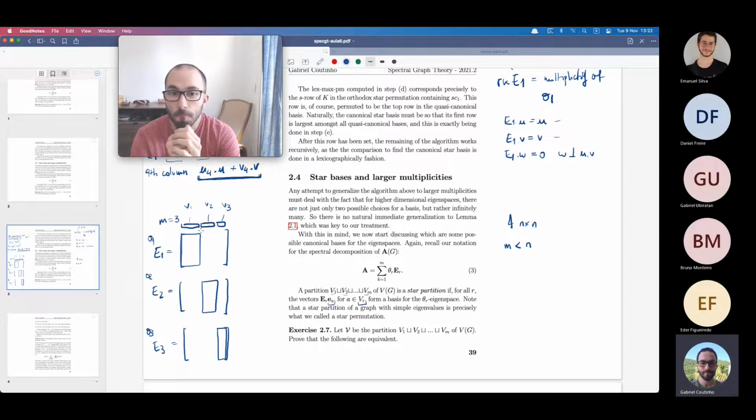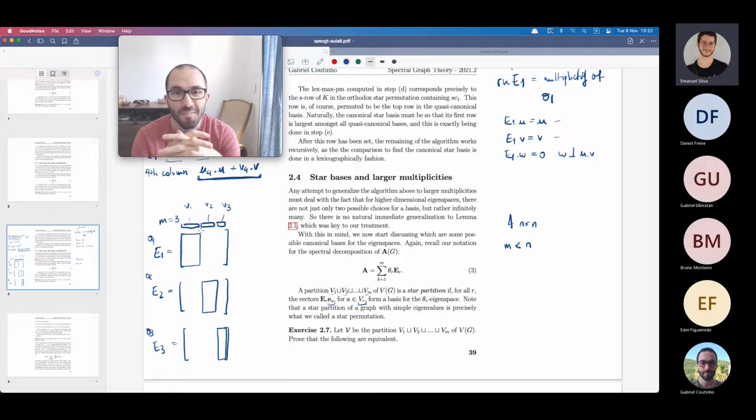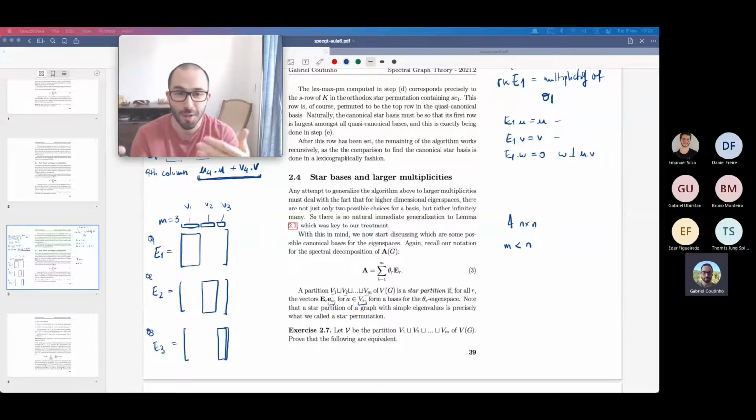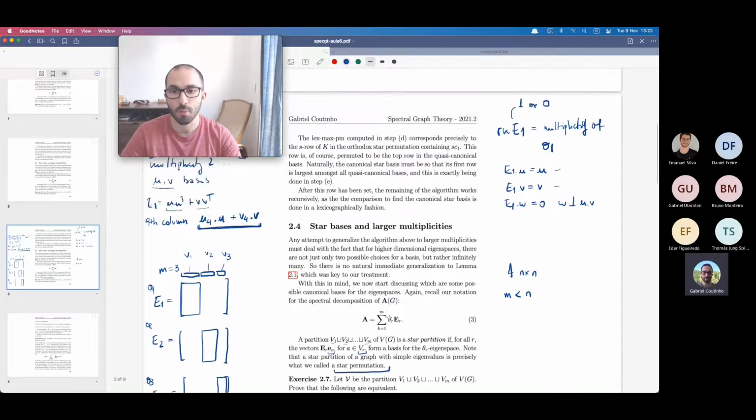Any questions? There always exists a star partition. Yeah, we'll get there. That's the next result, when I scroll down. We will actually show that there is always a star partition, which is definitely not trivial. The first thing to notice, though, is that a star partition for a graph with simple eigenvalues is precisely what we call a star permutation.